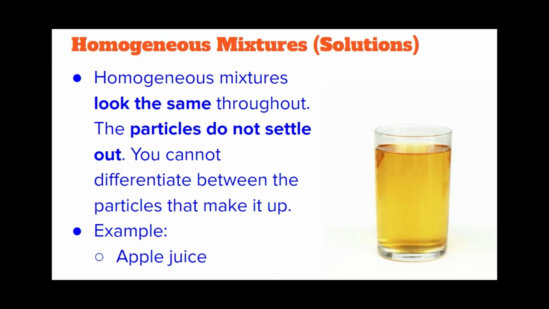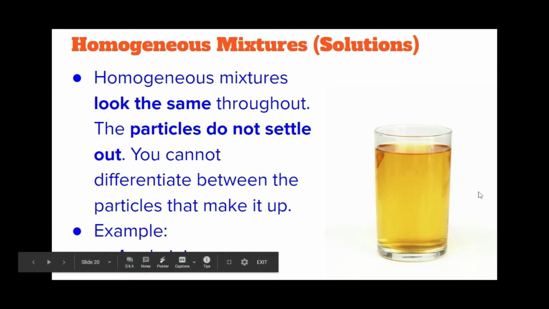Homogeneous mixtures look the same throughout. The particles don't settle out, so you can't differentiate or tell the difference between the particles that make it up. An example of this is apple juice. So apple juice is a mixture of sugars together with different acids, tannins, vitamin C, minerals, and several other things. But when you look at a glass of apple juice, you don't see all of those different things in its mixture. You simply see the apple juice.